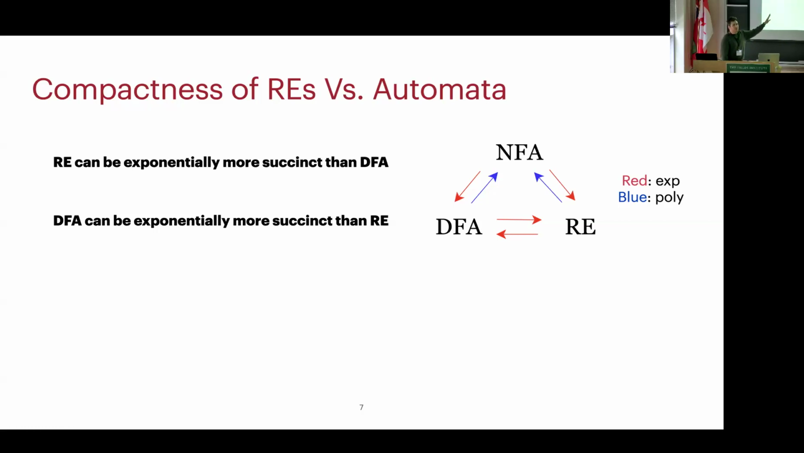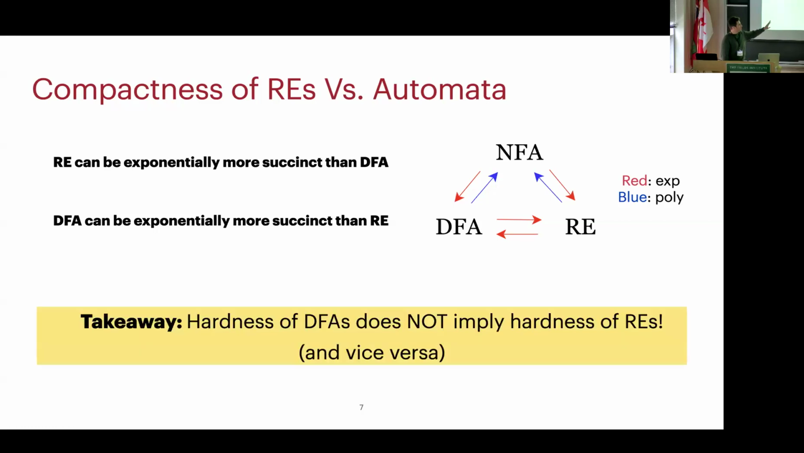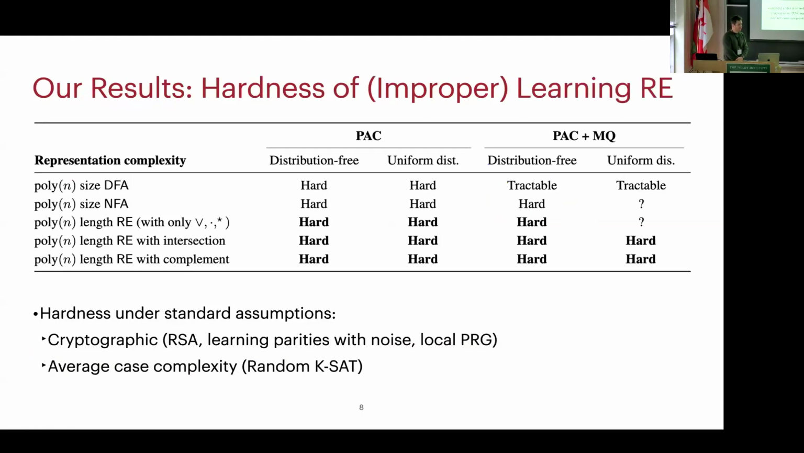Either way, NFA is always more compact than both of them. But the takeaway is that hardness of learning DFAs does not imply hardness of learning regular expressions. And also efficient learning of DFAs, such as with membership queries, does not imply efficient learning of regular expressions. So it's, in some sense, a different question in terms of computation complexity. So this is our results.